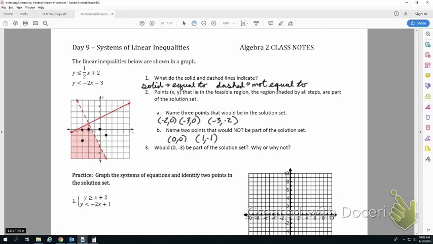Alright, the point 0, negative 3, which I'll put in red up here. Would that be considered a solution to this system? Yes or no? Is it on a dashed or a solid line? Dashed line. So is it equal to that? No. So it would not be a solution because it's on a dashed line.